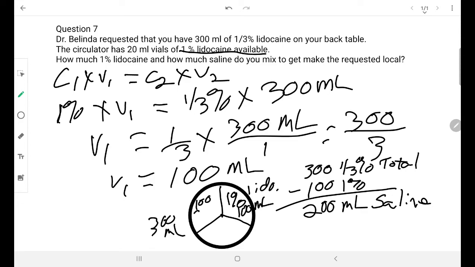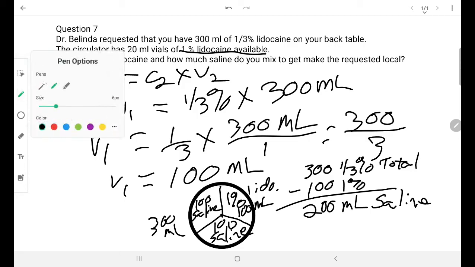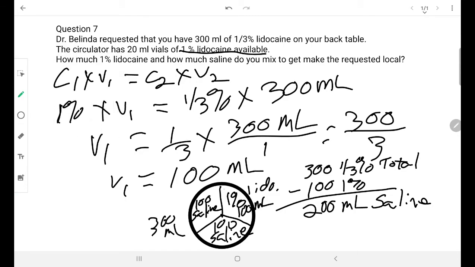So 100 of saline, 100 of saline. So that is our one area here. This is our medication, or our 1%. 100 milliliters worth, and 200 milliliters of saline. All right, so then we know that we need 100 milliliters of 1%.